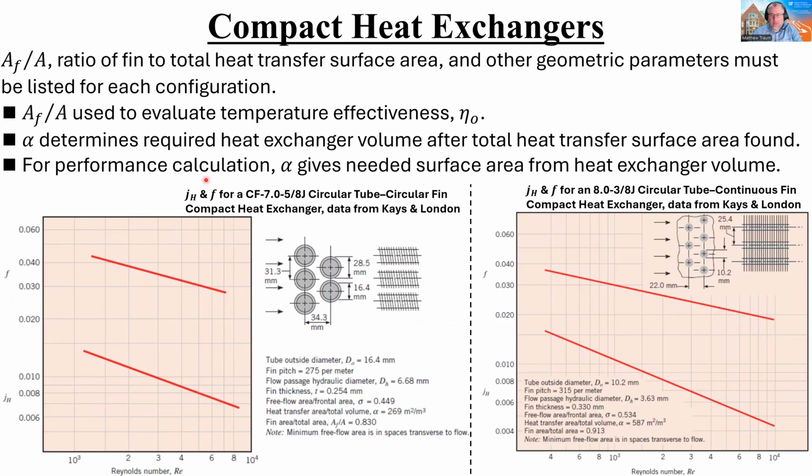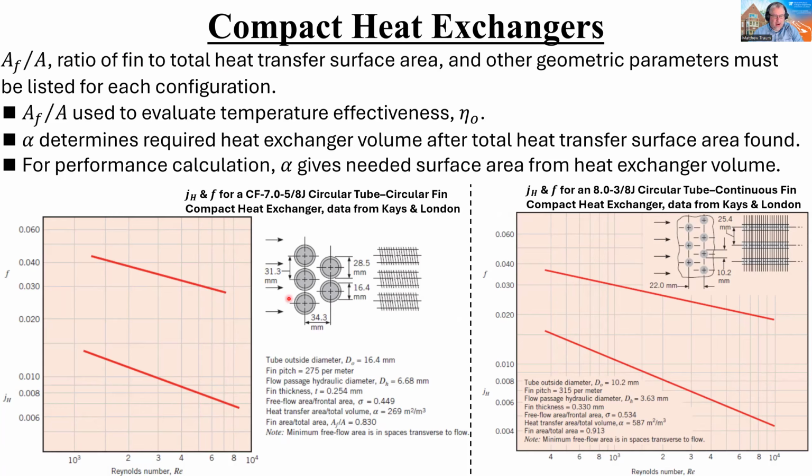I'm going to flip back and forth between a couple of slides here. So just a few more little tidbits. AF over A is, for calculation purposes, the ratio of fin area to total heat transfer surface area. And other geometric parameters must be listed for each configuration, right?